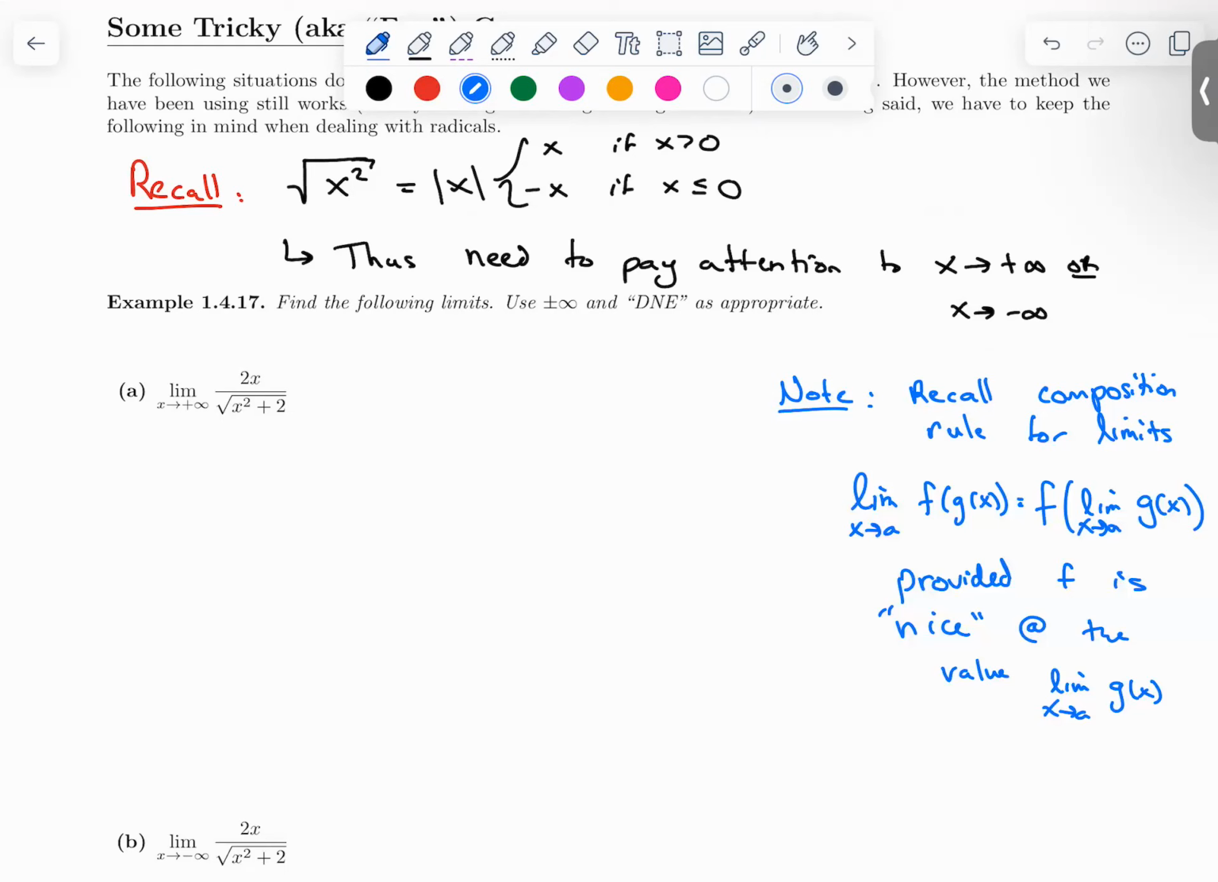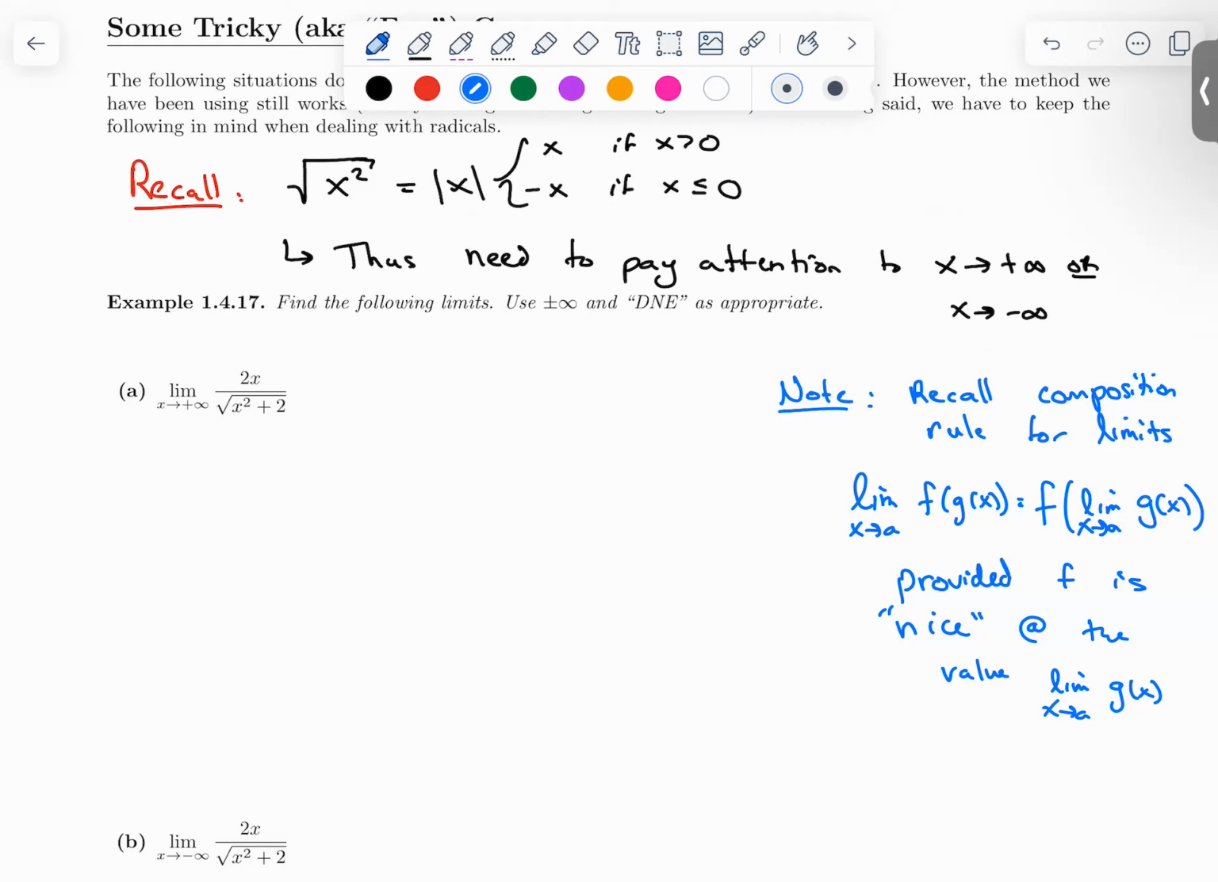I'll explain that again when you write it down, but recall that you can bring the limit on the inside of a composition. So in this case, we're going to be able to bring it inside the square root, provided that the square root or the fourth root or the third root or whatever is well defined there. As long as it's okay.